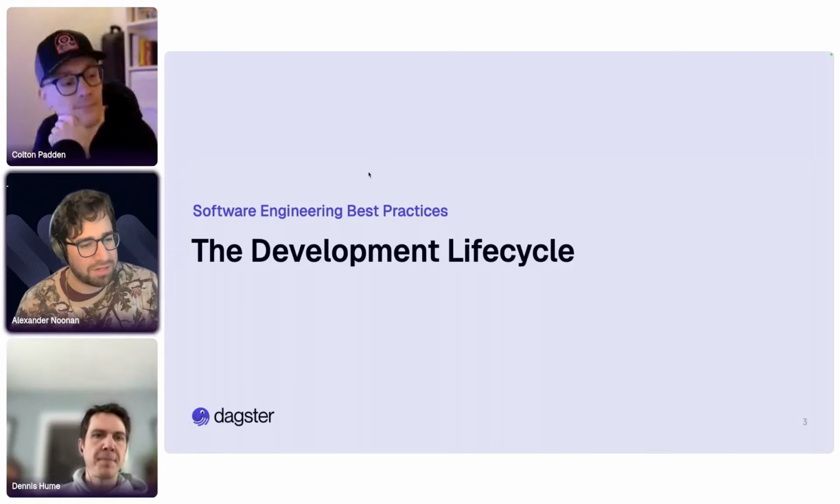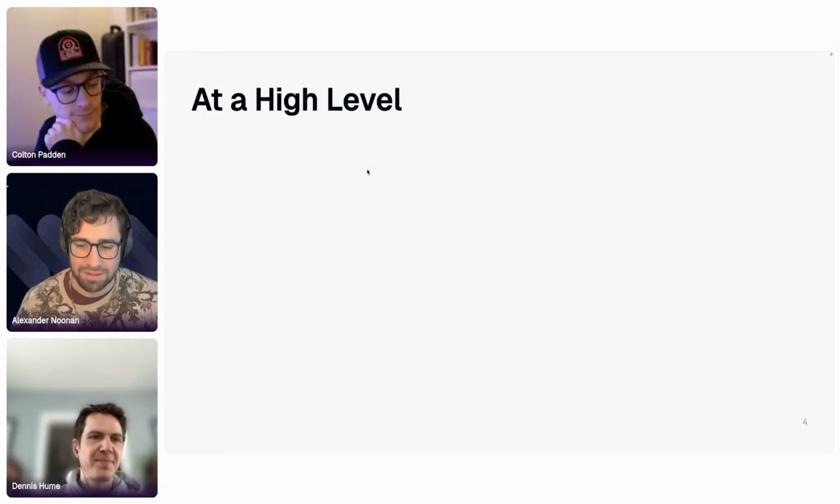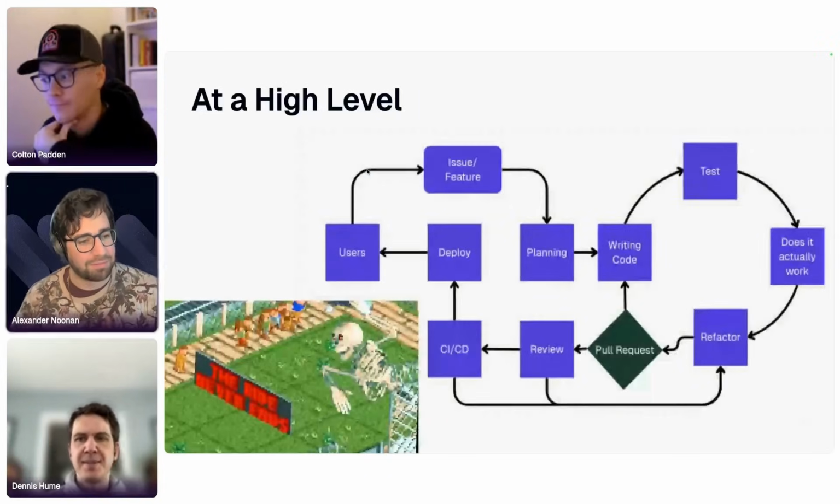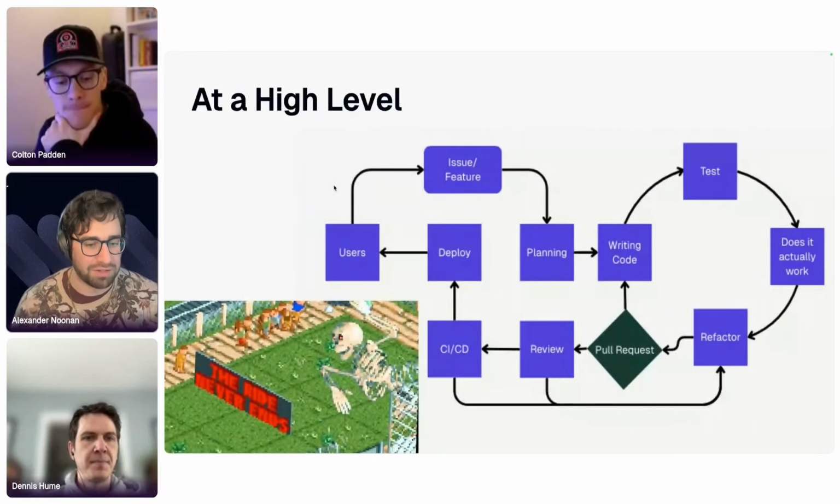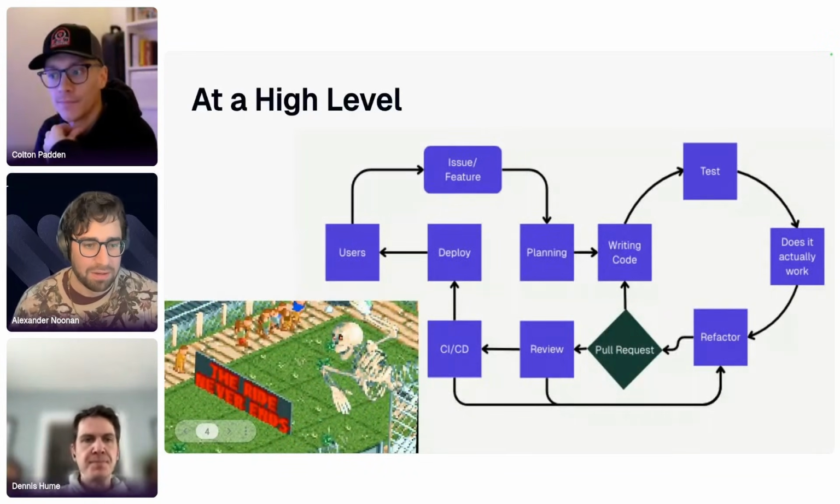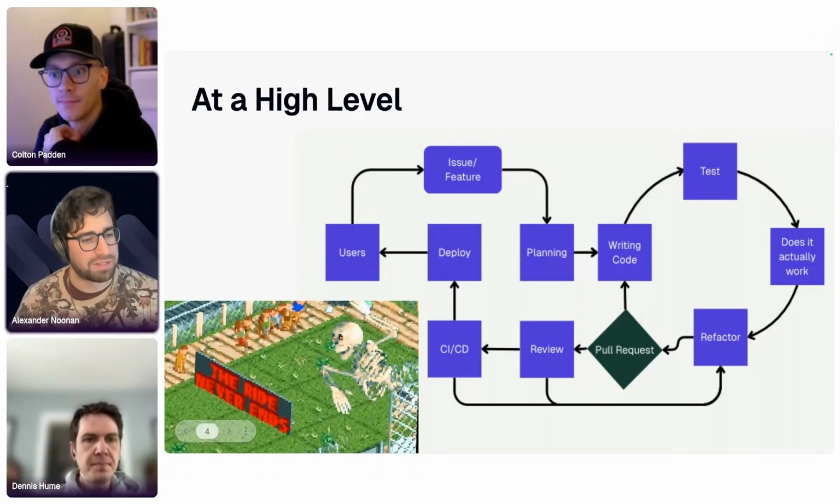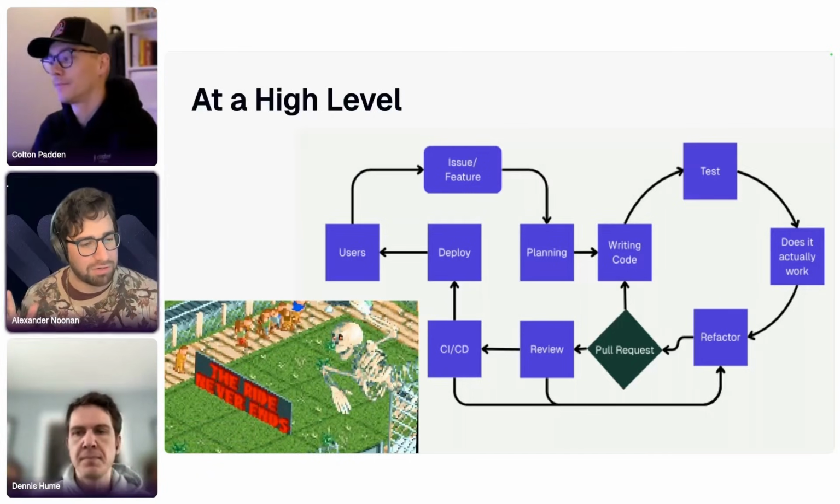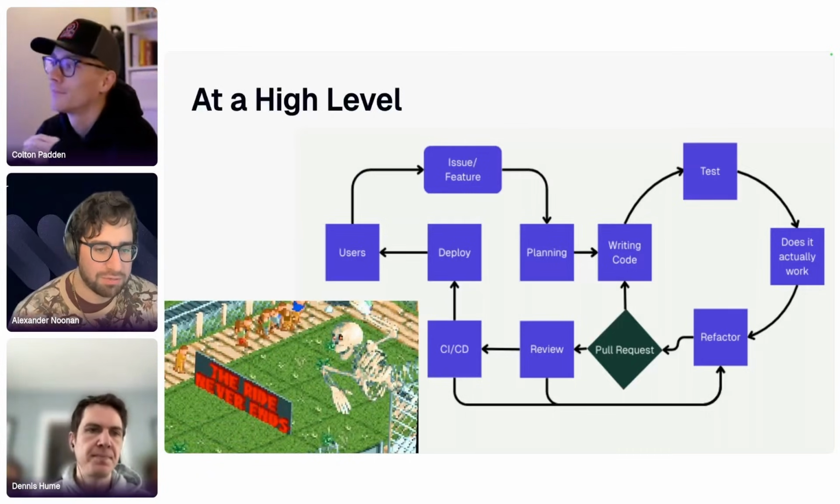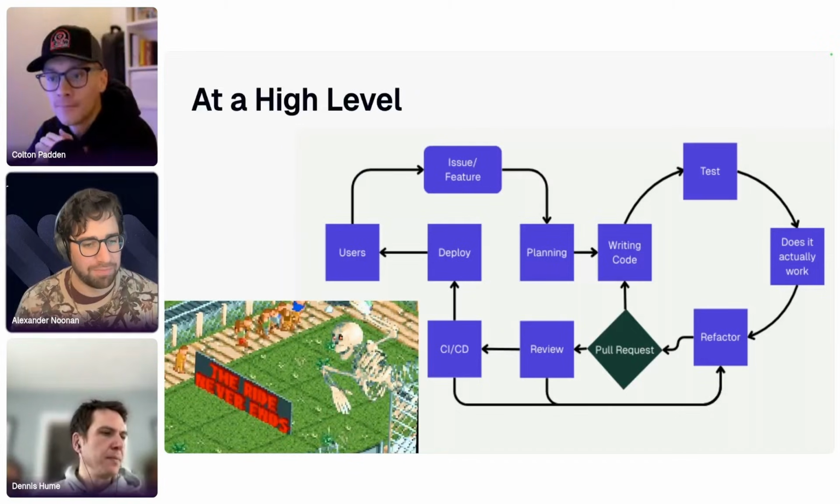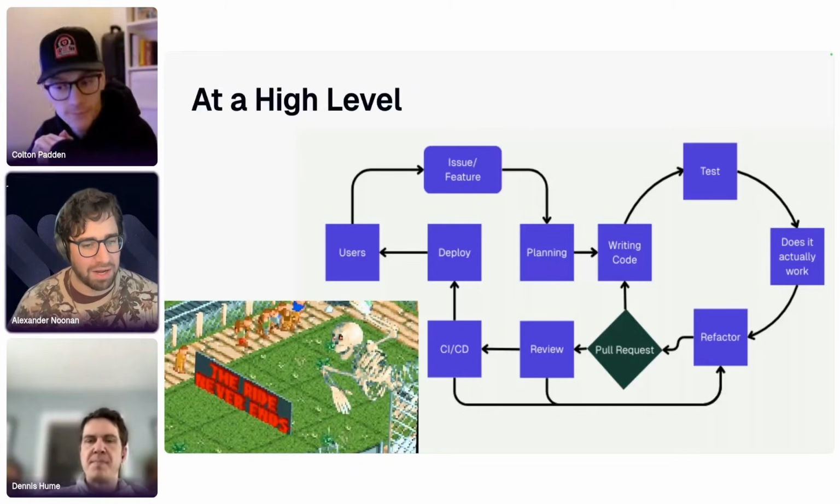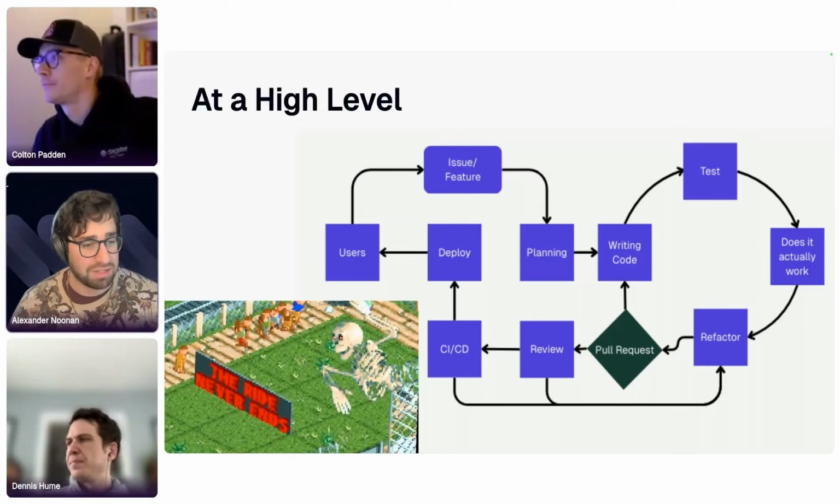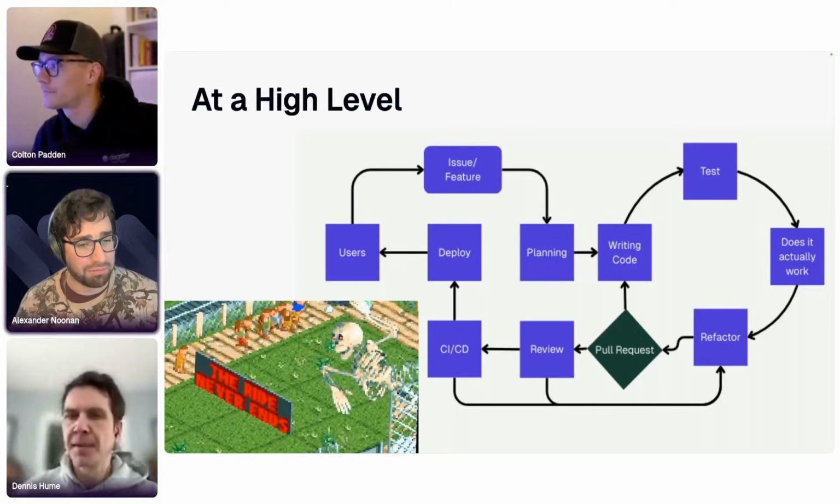So the software development lifecycle. At a high level, this is what we do as engineers all the time. This, of course, is a simplified diagram, but I think it's instructive to think about how you do the work at a high level first. So we start with a feature request or an issue. We then make a plan on how to solve it. And then we actually do the writing of the code. We write and run some tests.